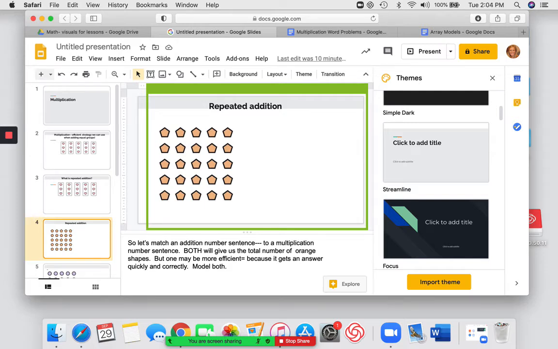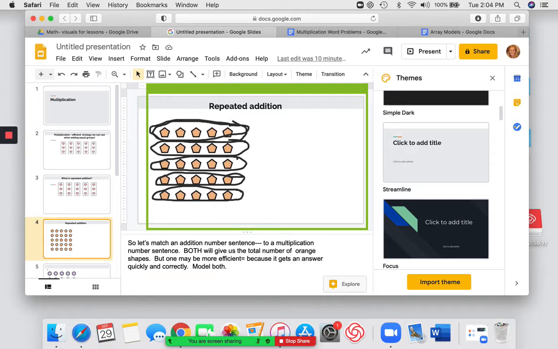So let's start by circling my groups. This is what I like to start with when I see an array. Our groups are the rows, and we know the rows go side to side. So in repeated addition, we're counting all of them up, but we're going to count our each. So in this first group, what is my each? 1, 2, 3, 4, 5. So I'm going to have 5.